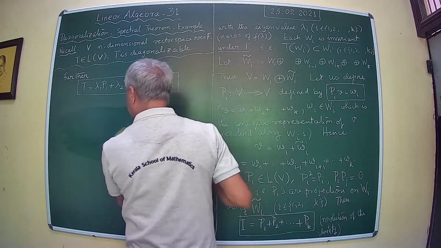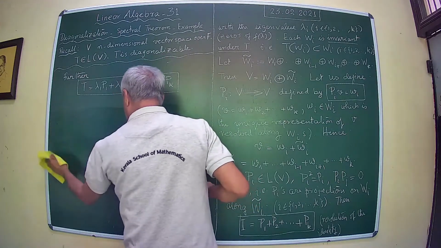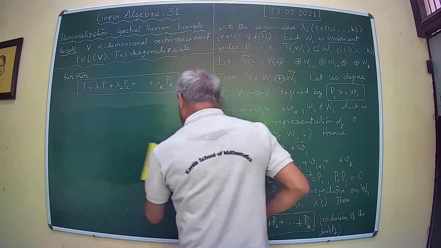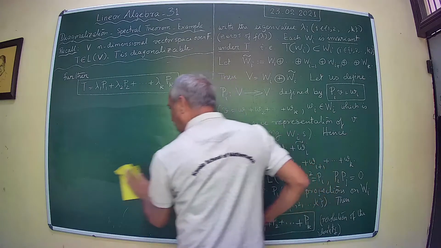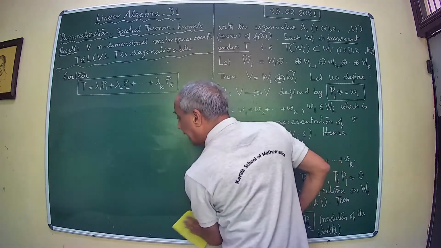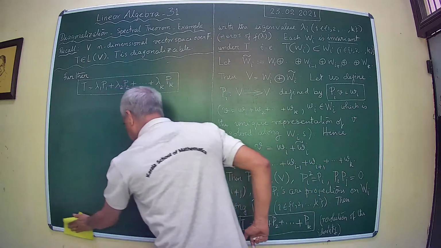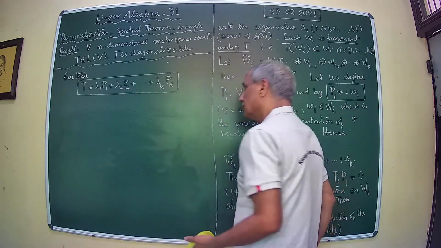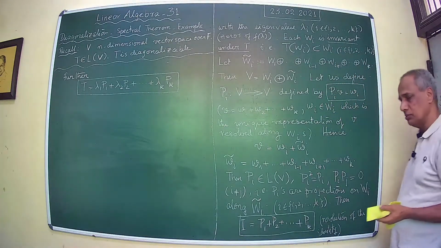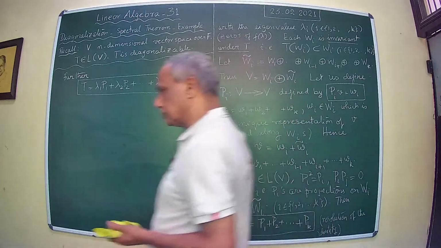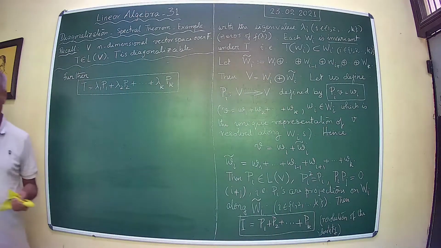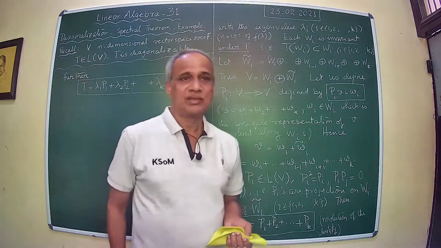Because of these invariant subspaces, the breakup of V into invariant subspaces means that the operation T on those subspaces does not carry the vector elsewhere. Whereas, if you take a vector which does not belong to these invariant subspaces, you cannot say where it goes. Okay, it is not visible.